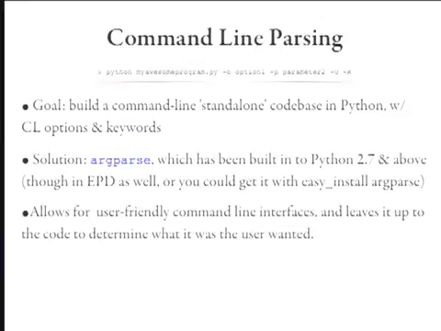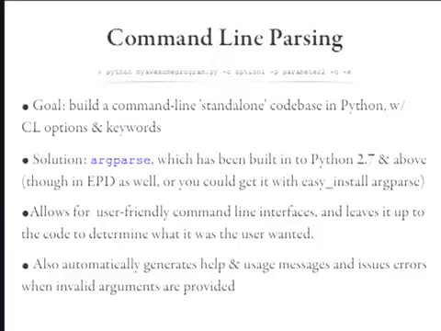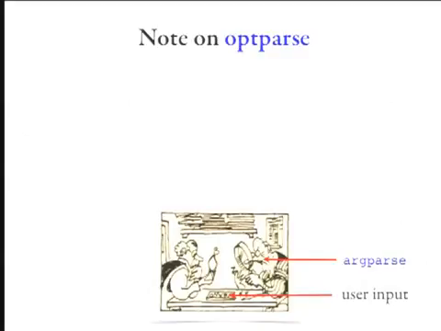So this allows for user-friendly command line interfaces, and leaves it up to the code to determine what the user wanted. You can be flexible in how you specify these different options, and the code will parse them in a nice way. It can also automatically generate help messages if you screw up. If you type something that it can't recognize, it'll say, I don't understand what you're trying to say here. Here are the options that I'm allowing you to give. Please try again. There was also a quick note on an older module that some of you may have seen before called optparse, which is basically a similar thing, but it's not 100% compatible, and I think it's being edged out in favor of argparse.